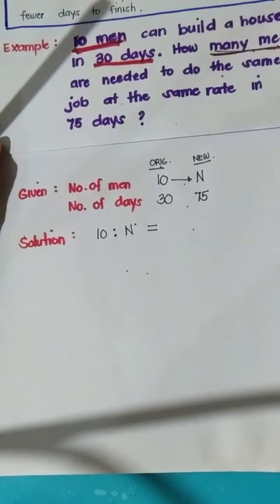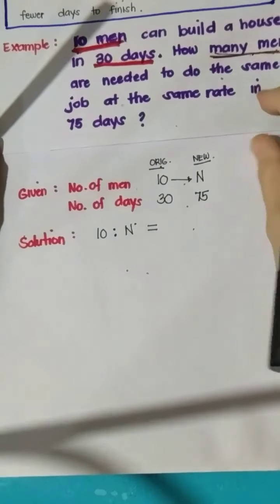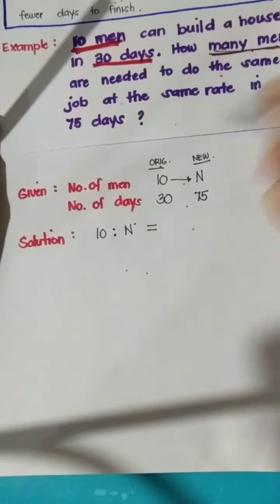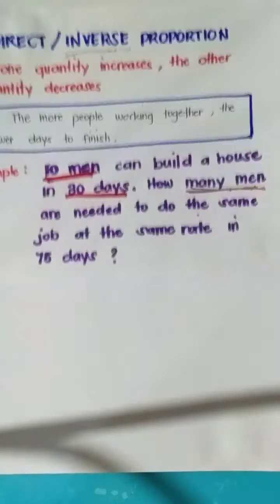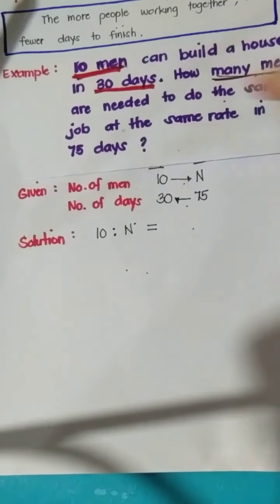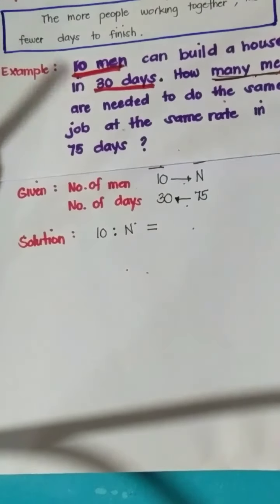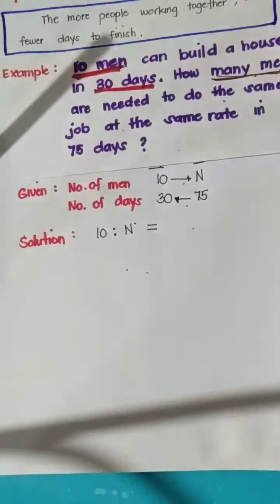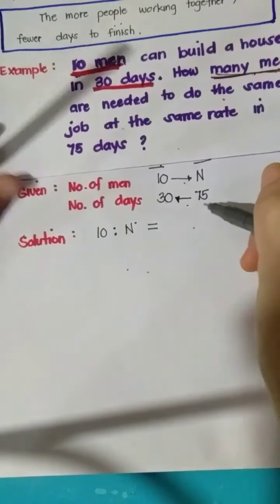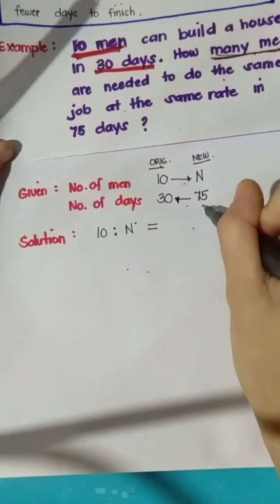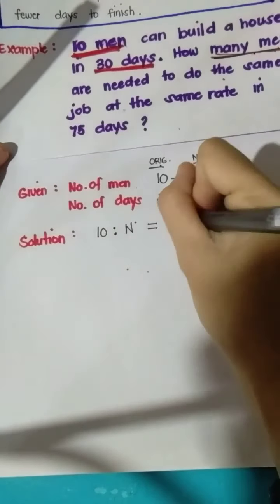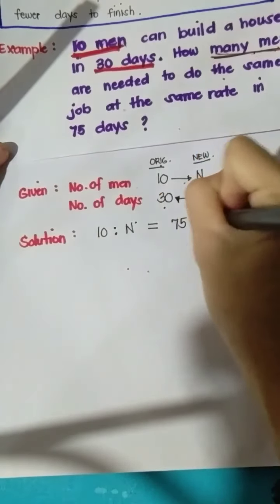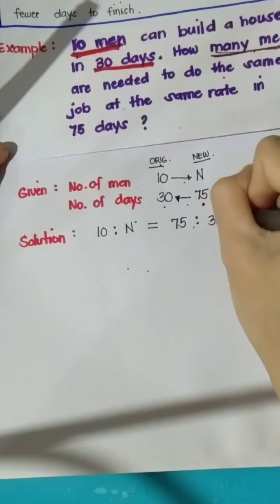For our second ratio, this is the tricky part. We will go the opposite direction. Inverse, right? Inverse. So the second ratio, we do it the opposite way. We will start with the new number of days and then the original number of days. So our second ratio is 75 is to 30.